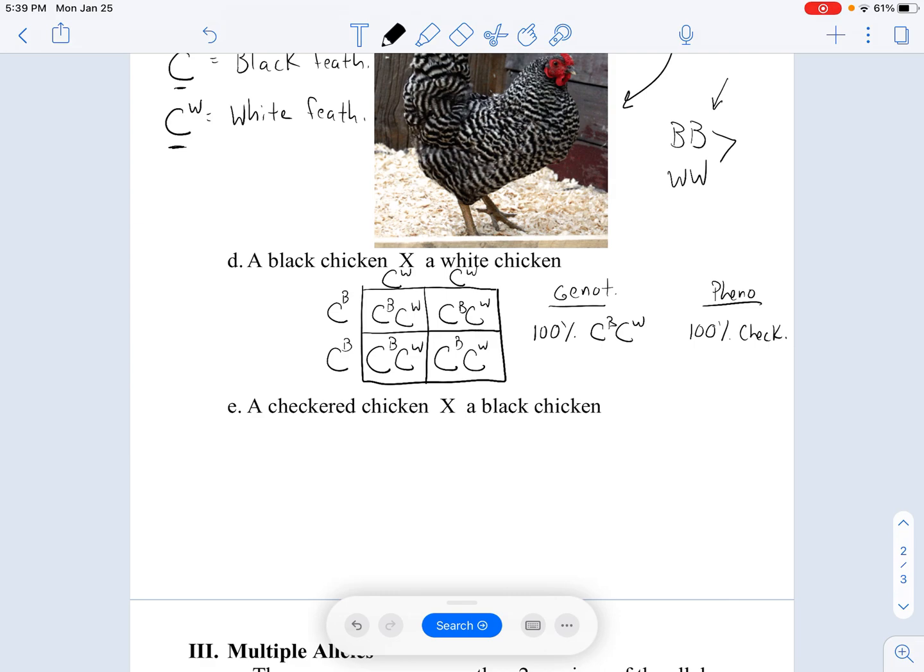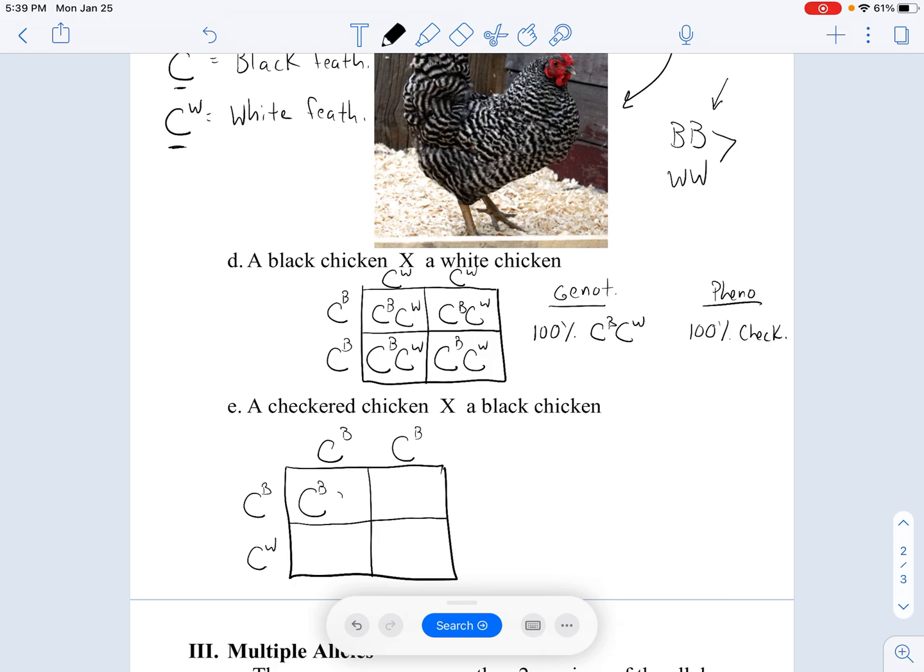Now, if we were to cross a checkered chicken with a black feathered chicken, so an erminette with a black feathered chicken, we would get C^B C^W, that's our erminette chicken, and our black feathered chicken would be C^B C^B. And here are our results. Again, remember to bring down, bring over. We're going to go in alphabetical order, so the B's are going to go before the W's.